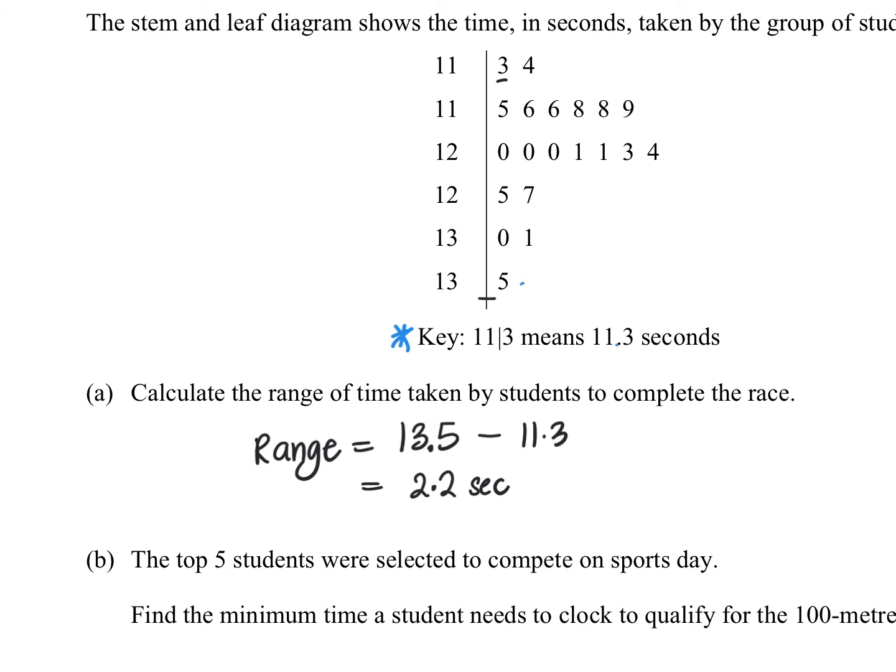We are going to look at the top 5 students with the lowest time, the shortest time possible. So this is 1, 2, 3, 4, and 5. So the cutoff timing is actually here if I want to qualify for the 100-meter race. In this case, the qualification time, they say the minimum time. So it's like a minimum criteria, right?